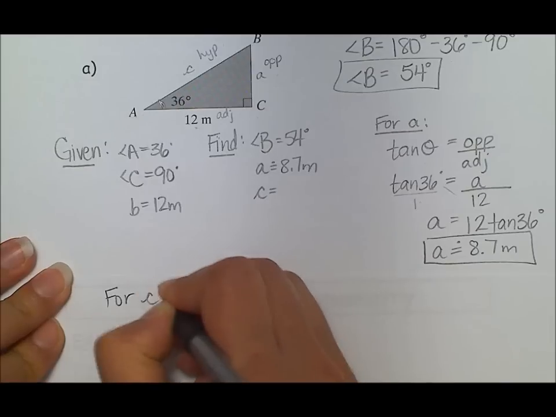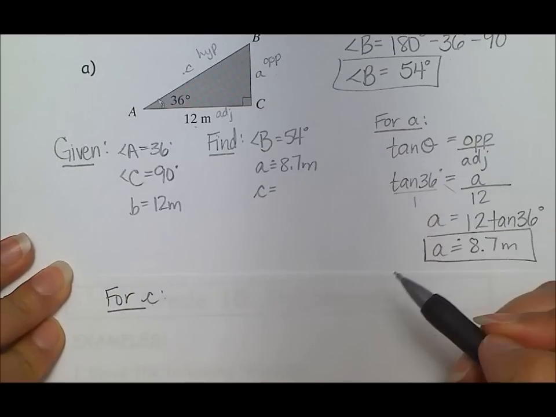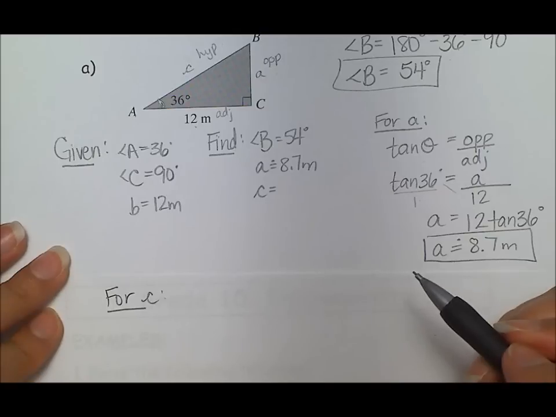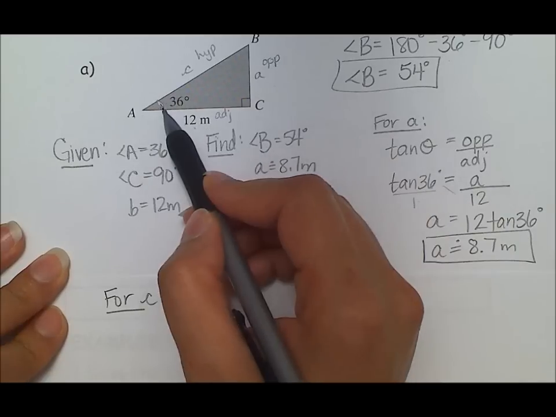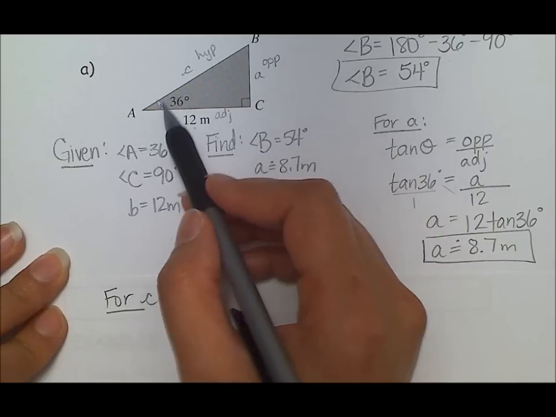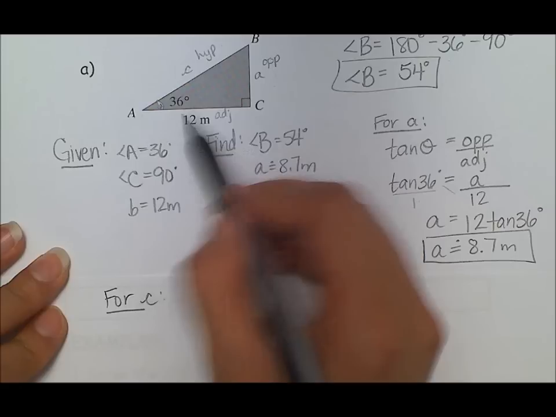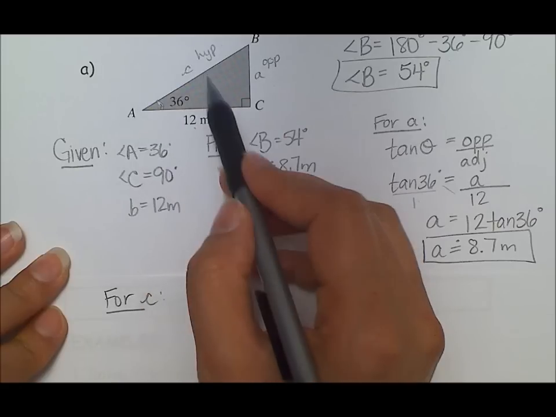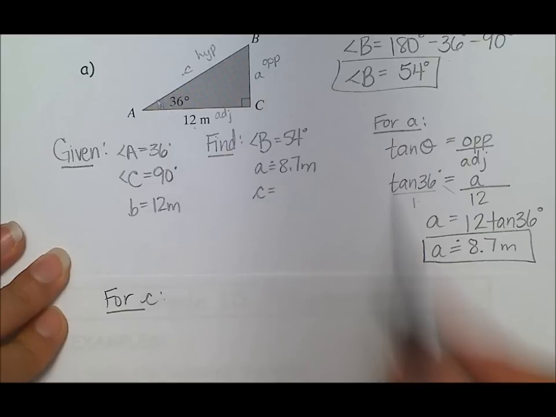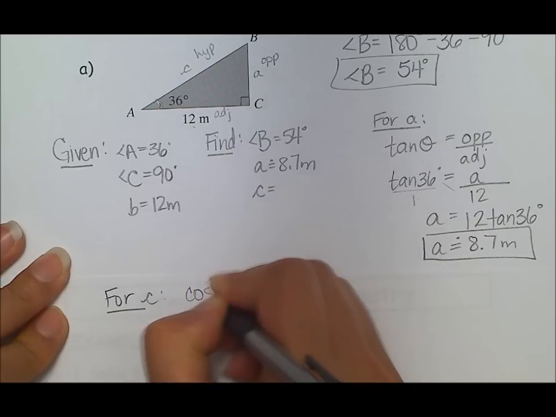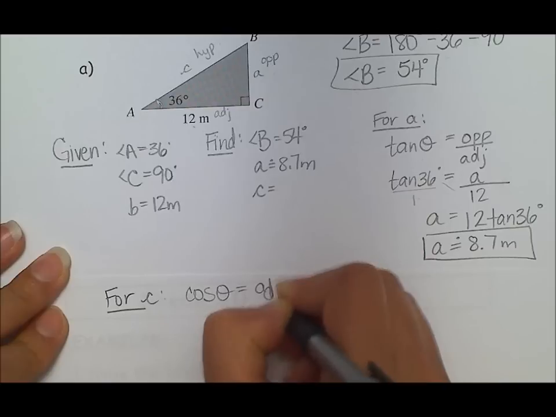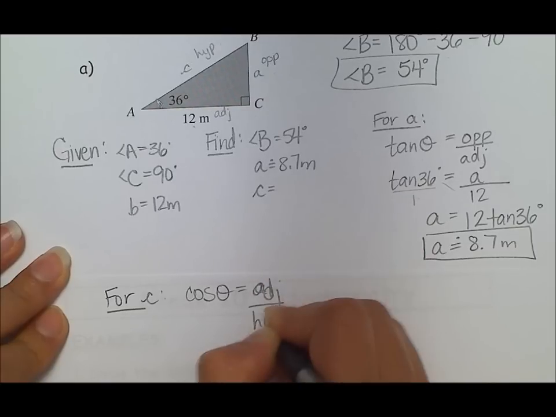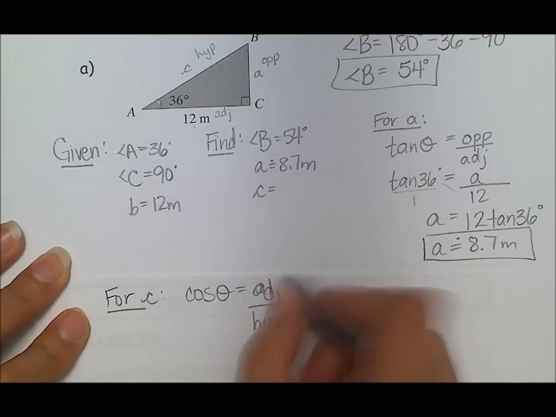And again, I'm going to think about which information I'm given and what ratio will help me solve for little c. So again, go back to your angle of focus. I know the adjacent side. I'm solving for the hypotenuse. So I need a ratio that combines the adjacent side, the hypotenuse, and an angle. And so adjacent and hypotenuse, that's cosine. That's a cosine ratio that combines those three things.